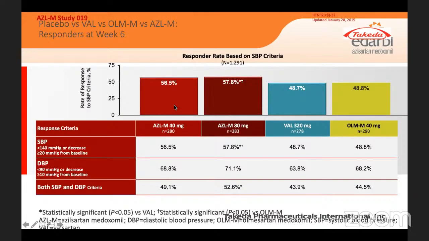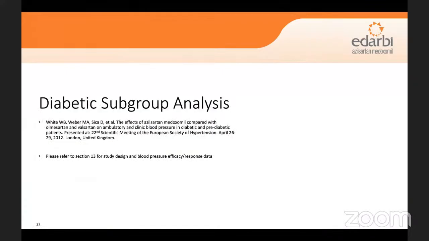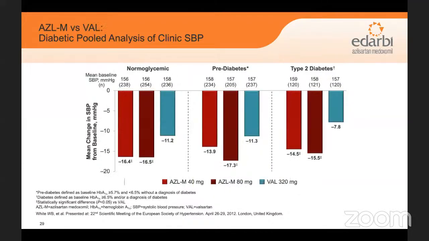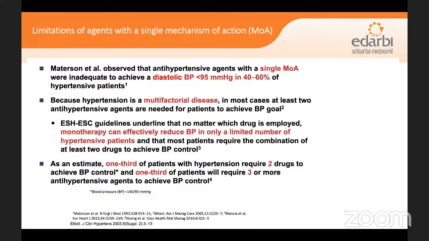This was also shown by a greater number of people that are controlled on the azilsartan 40 milligram and 80 milligram compared to the other comparators. In the diabetic subgroup, it still holds the same. Azilsartan was more effective in the pre-diabetics and diabetics, compared to olmesartan and also compared to valsartan. There is a greater reduction in the systolic blood pressure between azilsartan and valsartan.